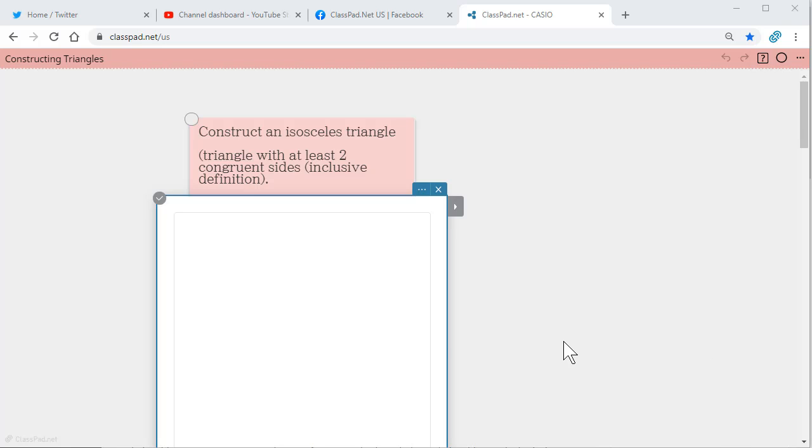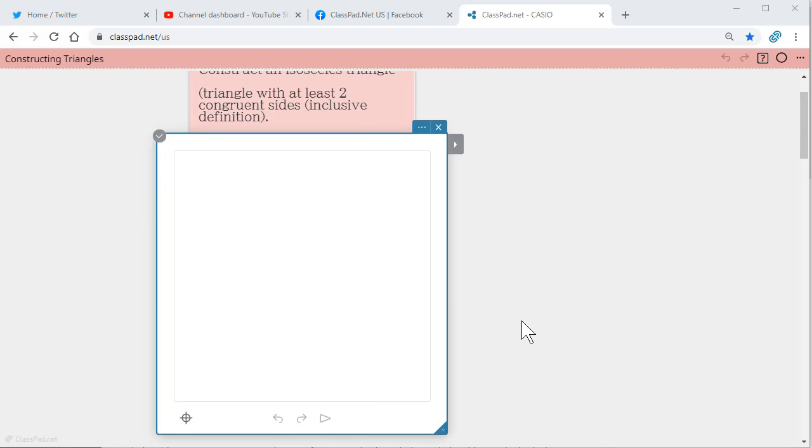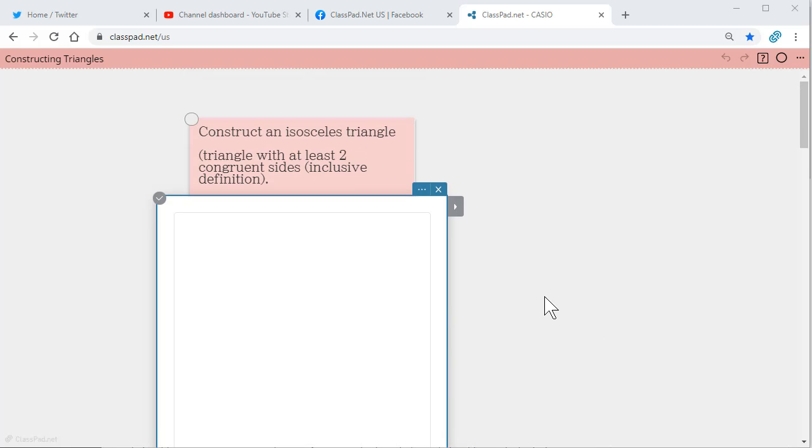So the first one's probably the easiest one. It's construct an isosceles triangle, and I'm using the inclusive definition, which means that it has to have at least two congruent sides. So an equilateral triangle would be a special case of an isosceles triangle. So it's the easiest one because we really only need our compass, which creates circles.